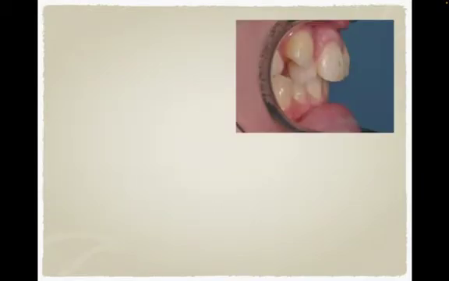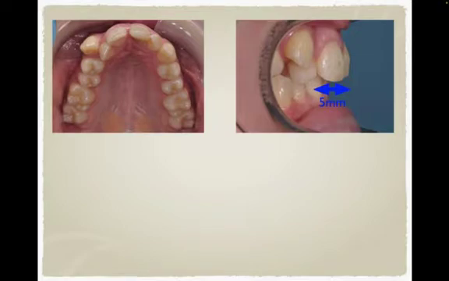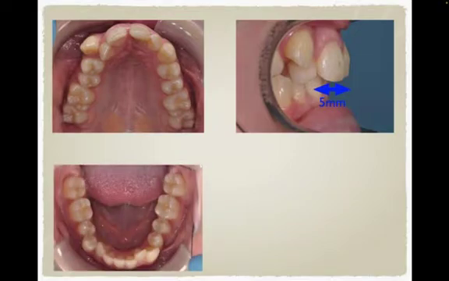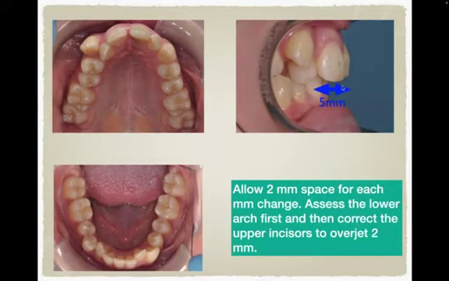So if you're looking at this case, for example, the overjet is 5 millimeter. This is the upper arch and this is the lower arch. Now what we need to do is reduce this overjet to 2 millimeter. That means we need 3 millimeter of retraction of the upper incisors posteriorly, which means we need 6 millimeter of space, 3 on each side.